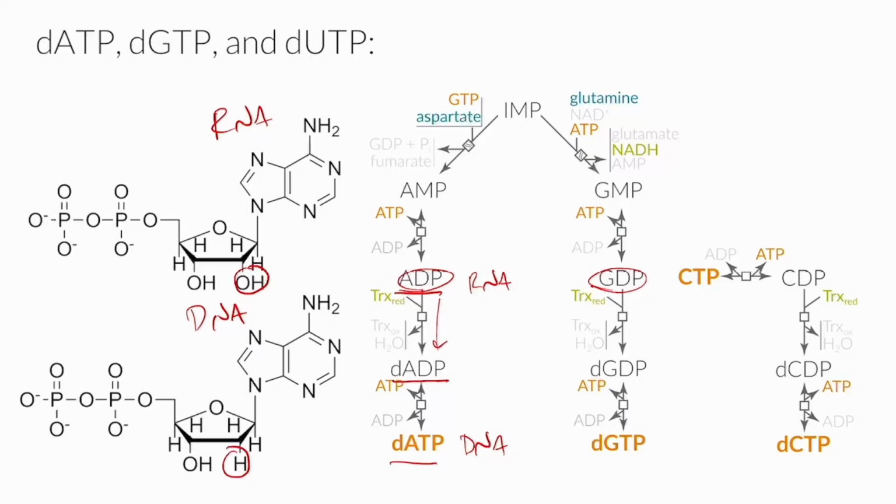And we can do the same thing for GDP. We can do the same thing for CDP. Awesome. So that wasn't too hard, right? So we've made dATP, dGTP, dADP, and dCTP. What do we do to make dTTP? Wow. To make the last DNA base.